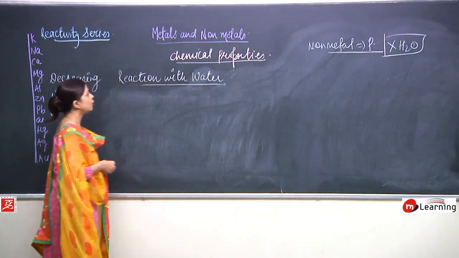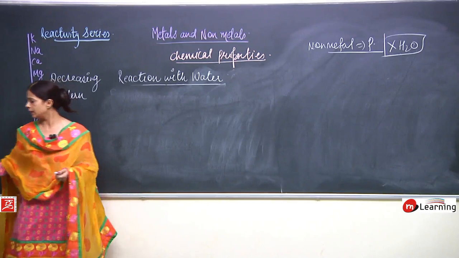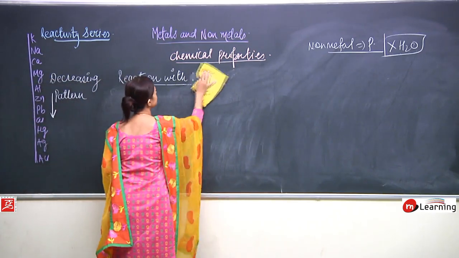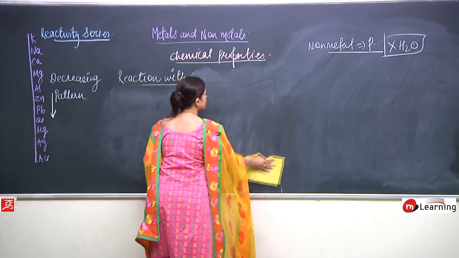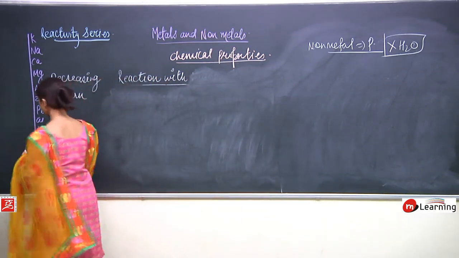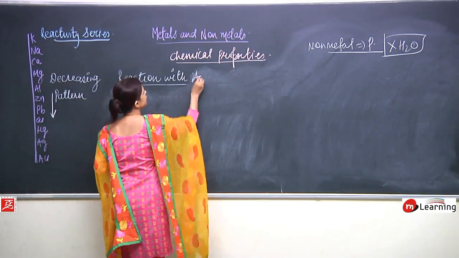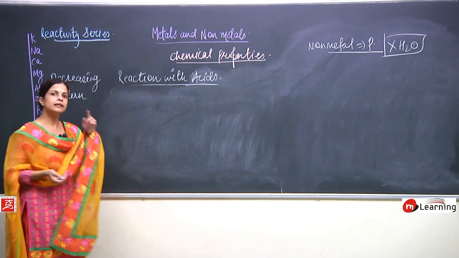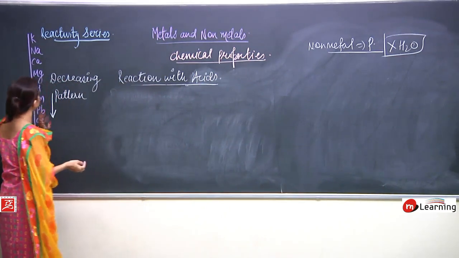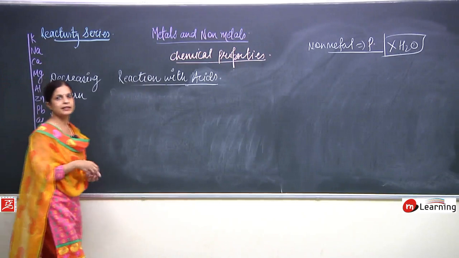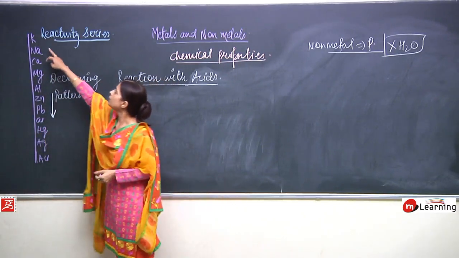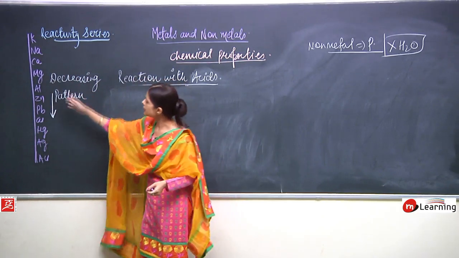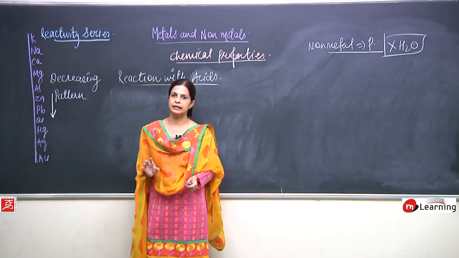Now we have done the reaction with water. Now we will take reaction with acids. Now again this also will move according to the reactivity series. Which reactivity series? It means potassium and sodium are very reactive, and as we go down the reactivity decreases.